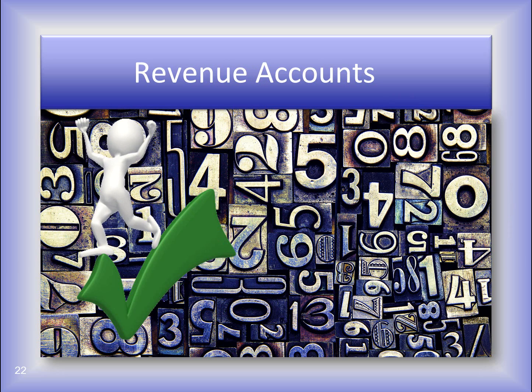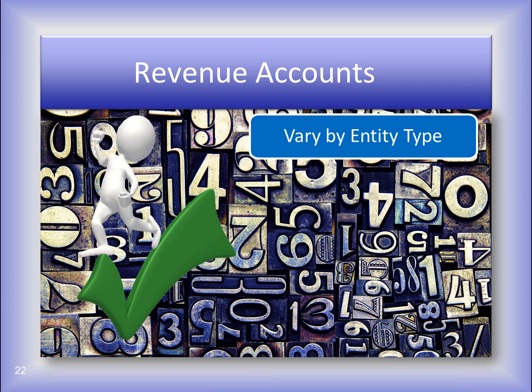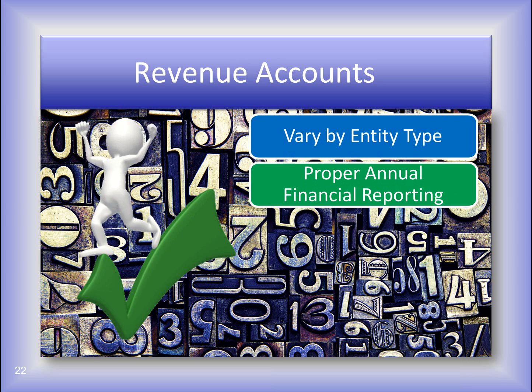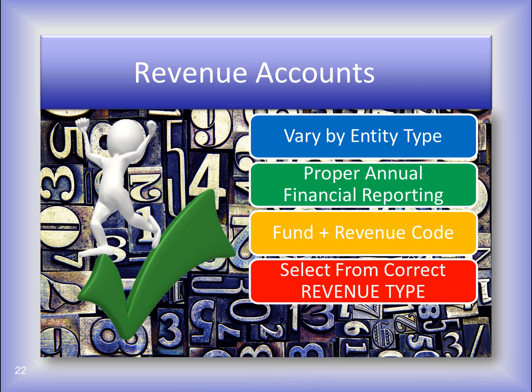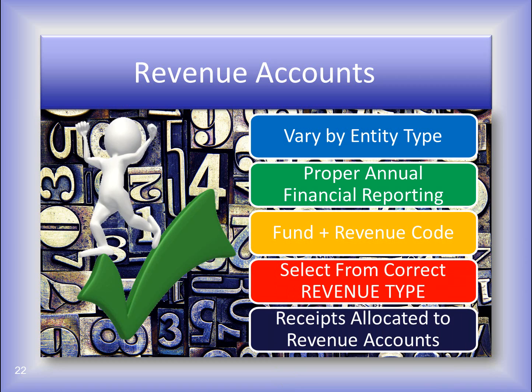Let's talk about revenue accounts. You learned about revenue accounts in Course 101. Some of the basic points were revenue codes vary by entity type. Revenue codes are used to properly classify receipts on the annual financial report. A revenue account begins with a fund number and is followed by a 3-digit revenue code. Revenue codes must be selected from the correct revenue type. And remember, that is the most common mistake. And then all receipts are allocated to revenue accounts.